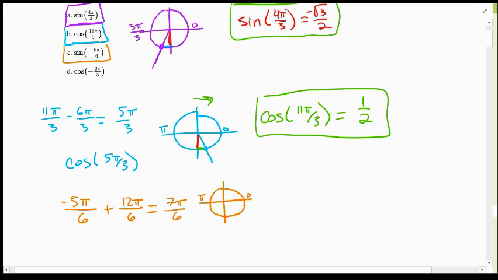This is 0 and pi. This is 6 pi over 6, so I have to go one more sixth of the way, which is the little small one over here. I'm talking about the sine value of this, which I look and I see the y value is the short side. So sine of negative, I should do this in a different color. Sine of negative 5 pi over 6 is equal to negative 1/2.